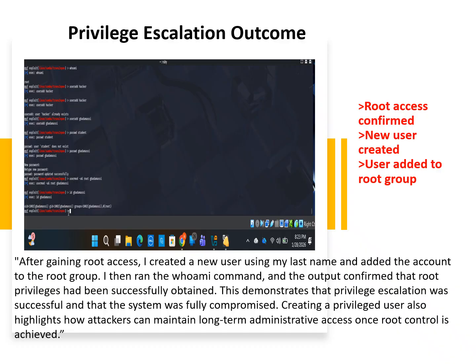After gaining root access, I created a new user using my last name and added the account to the root group. I then ran the whoami command and the output confirmed that root privileges had been successfully obtained. This demonstrates that privilege escalation was successful and that the system was fully compromised. Creating a privileged user also highlights how attackers can maintain long-term administrative access once root control is achieved.